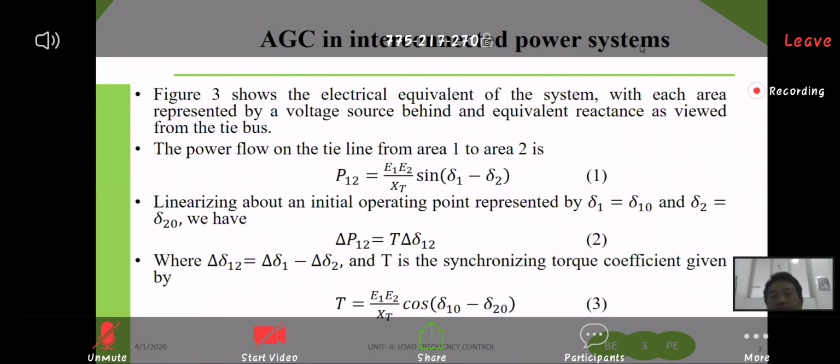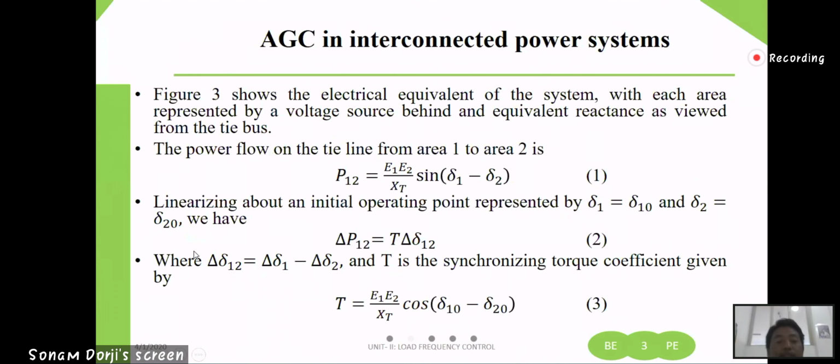Now this figure 3 I have already explained. So we know that the power flow on the tie line from area 1 to area 2 is given by this equation number 1, which comes from the swing equation. It will be equal to E1, the voltage at generator 1, times E2, the voltage at generator 2, divided by XT, the total reactance including the reactance of generators 1 and 2 and the tie line, times sine of del 1 minus del 2, the angle.